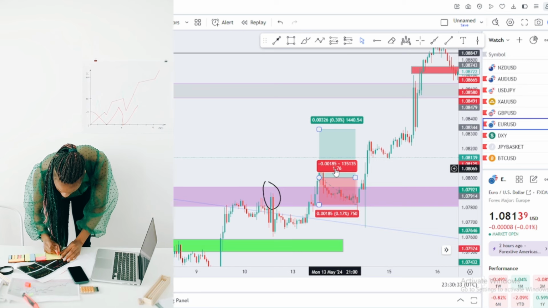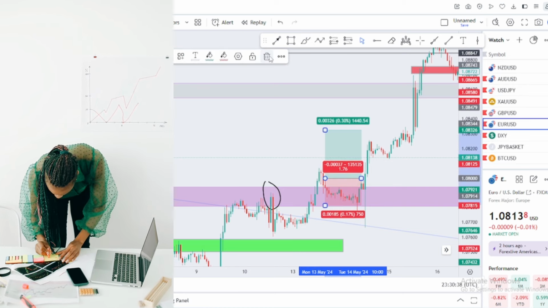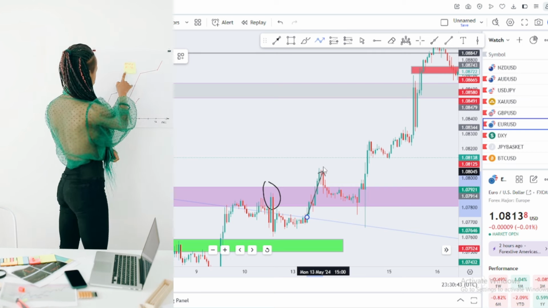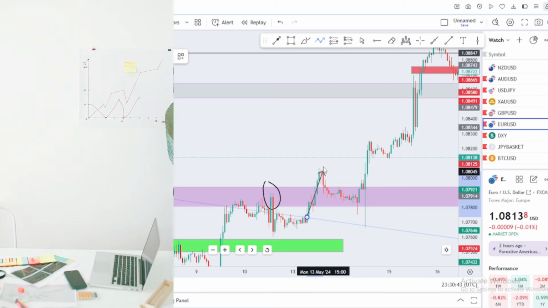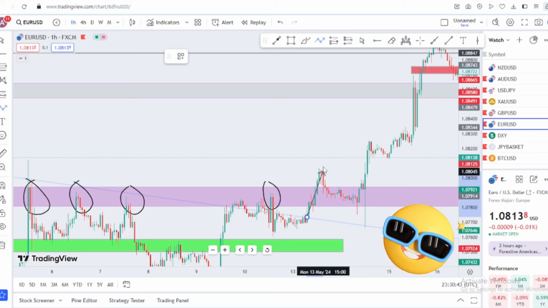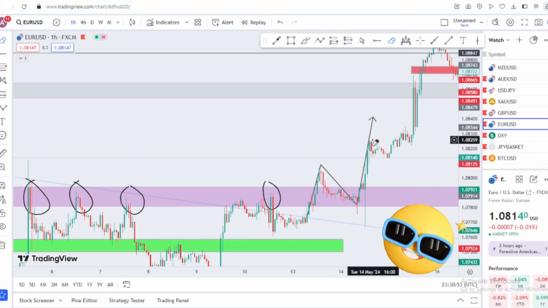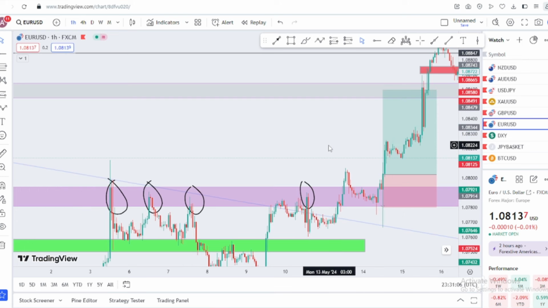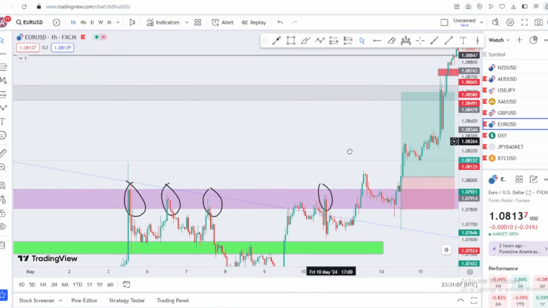But if you were a break and retest trader like myself, you wait for price to break out and retest, and then you can make your entry. So if you were patient enough for price to give you that break and retest, and a new candle closes above that zone, you can now put your stops below there and your target at the next zone. That's how easy these things are.